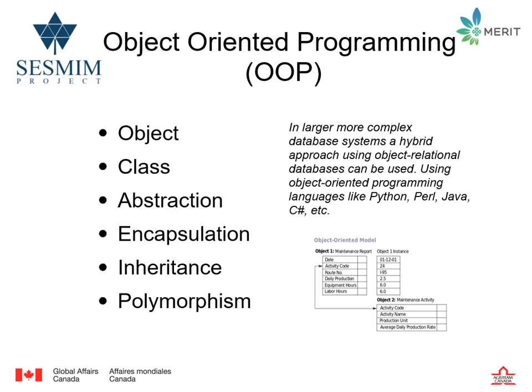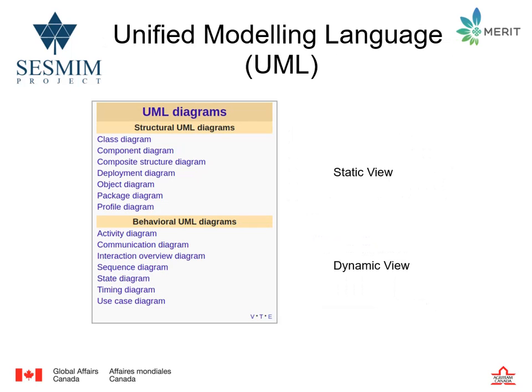So for our object relational databases and the UML coding, we have basically object classes, each object has a class, and we will go into that. Unified Modeling Language, UML has a class diagram, component, composite structure. So these are all diagrams under the UML. So this is called a static view. And then you have behavioral diagrams, which is dynamic. You can have activity, communication, interaction, sequence, state, timing, and use case diagrams, which is dynamic.